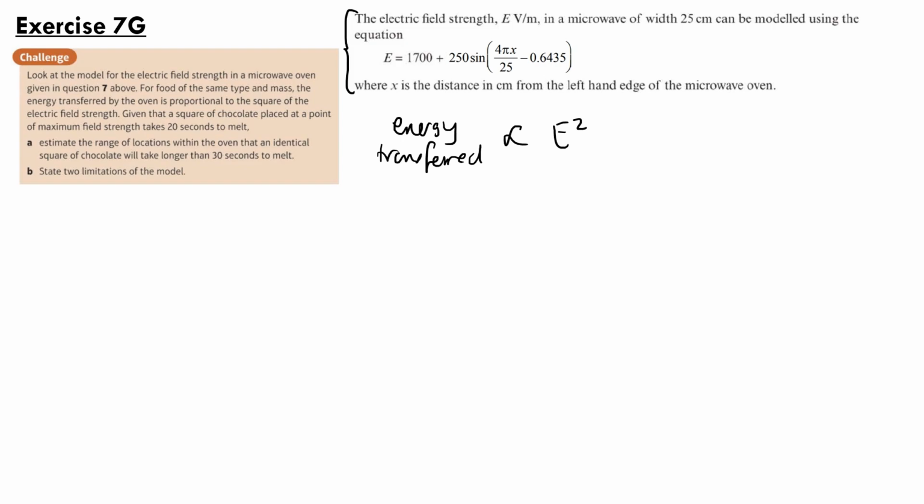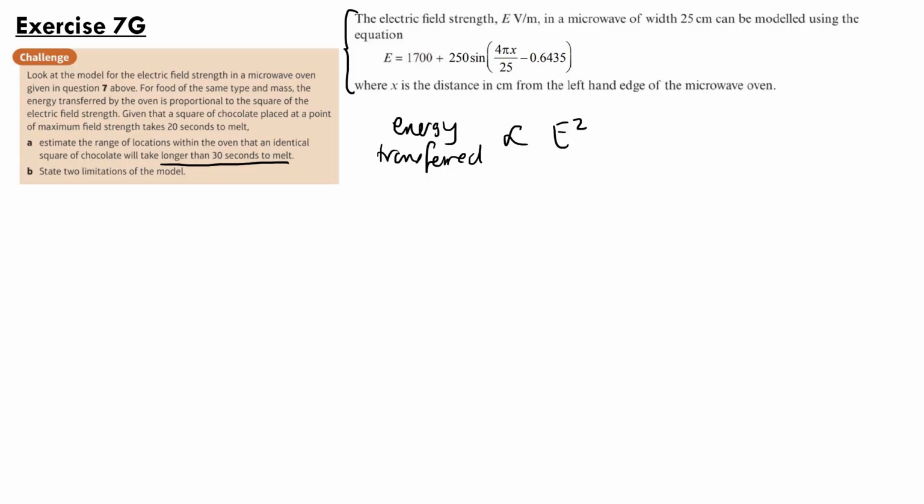And we're told that a square of chocolate placed at a point of maximum field strength takes 20 seconds to melt. And then part A asks us to estimate the range of locations within the oven that an identical square of chocolate will take longer than 30 seconds to melt. Okay, quite a lot of information there. Let's start with this relationship that we wrote down here. The energy transferred is proportional to the electric field strength squared.